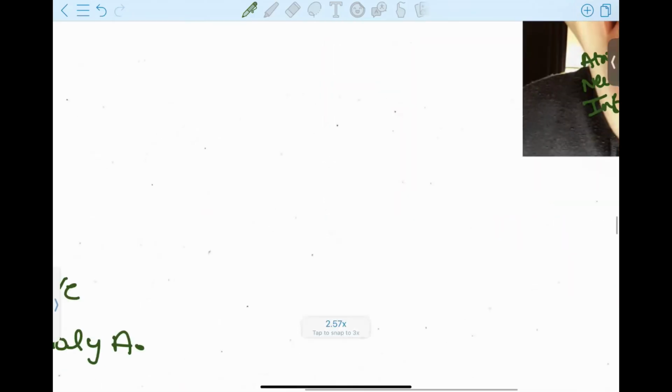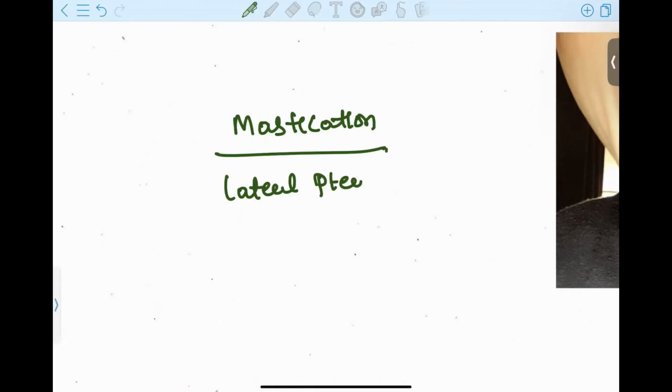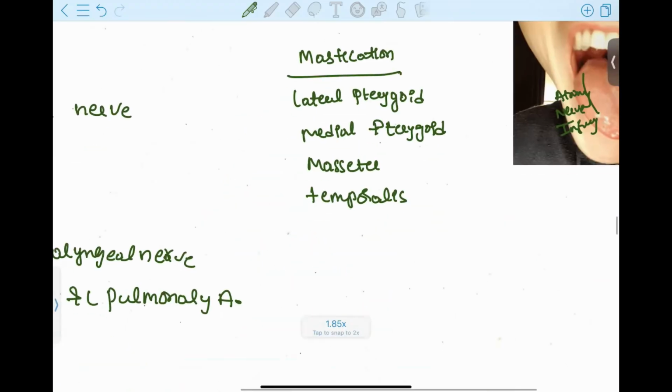All right. Next, mastication muscles. What are the mastication muscles, guys? That is your lateral pterygoid, and your medial pterygoid, masseter muscle, and the temporal. These are your mastication muscles.